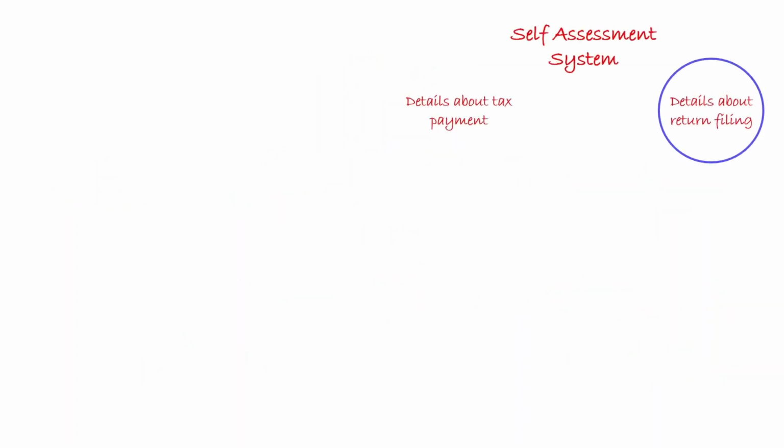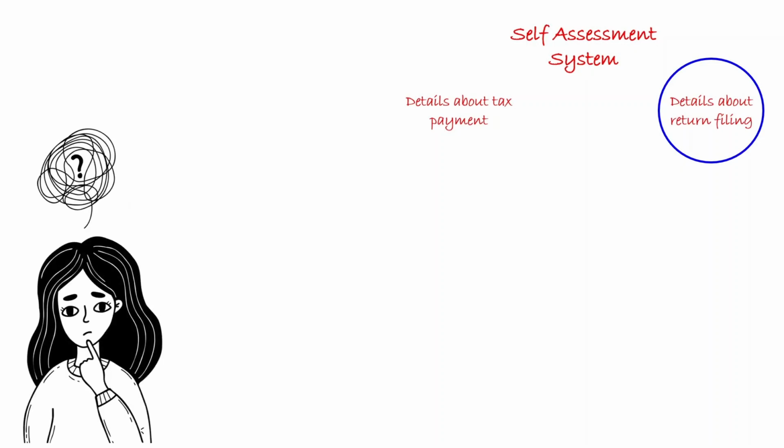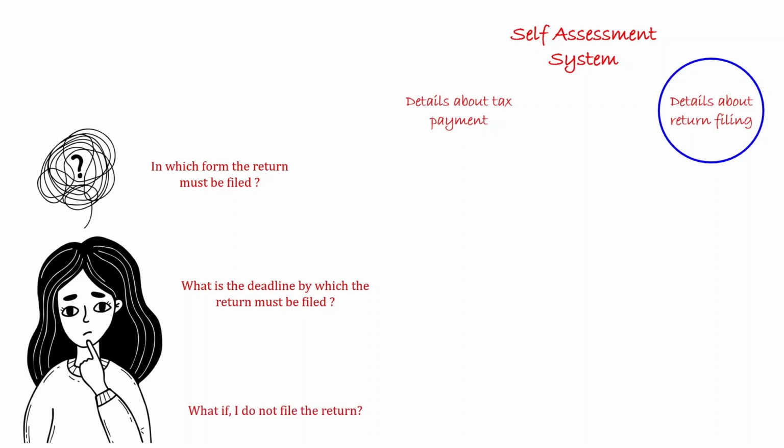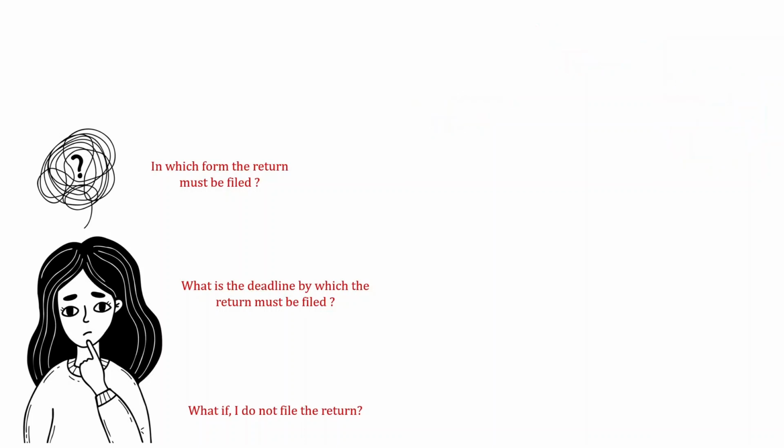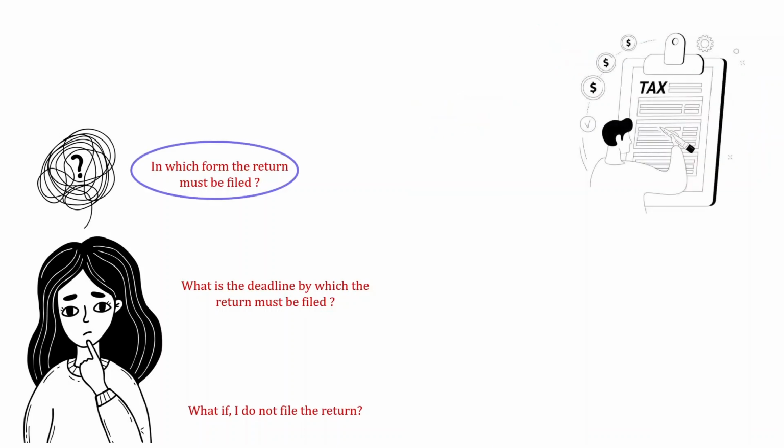Let's come to getting the details about return filing. We need the answers to three major questions. 1. In which form must the return be filed? 2. What is the deadline by which the return must be filed? 3. What if I do not file the return? Let's crack their answers. The first question asks about the form in which the return must be filed. The answer is you can file a return in paper form or electronically.